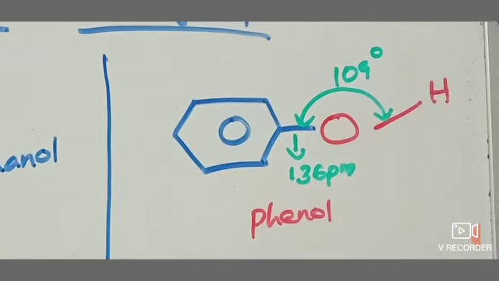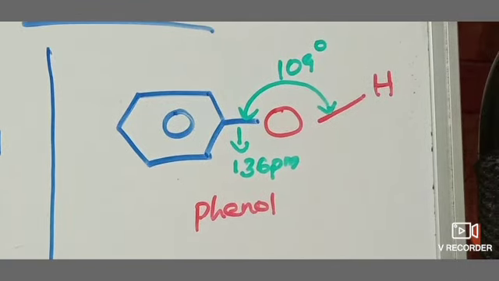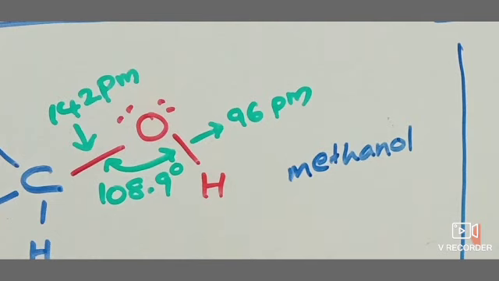Now we can move to phenol. When we are moving to phenol, we are able to see the bond angle is almost near to tetrahedral bond angle, that is 109 degree, and the bond length is 136 picometer. When we are comparing the bond length between this oxygen with this carbon, it is less than in the case of methanol. Do you know why?